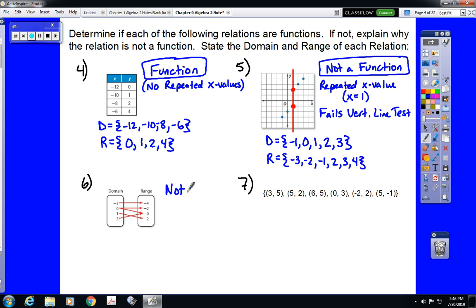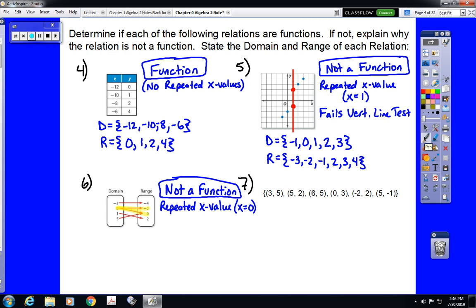This is not a function. We have a repeated x value. Notice how there are 2 arrows coming out of 0. This is not a function because there are 2 different arrows coming out of x equals 0. We have that one and that one. That makes it not a function.